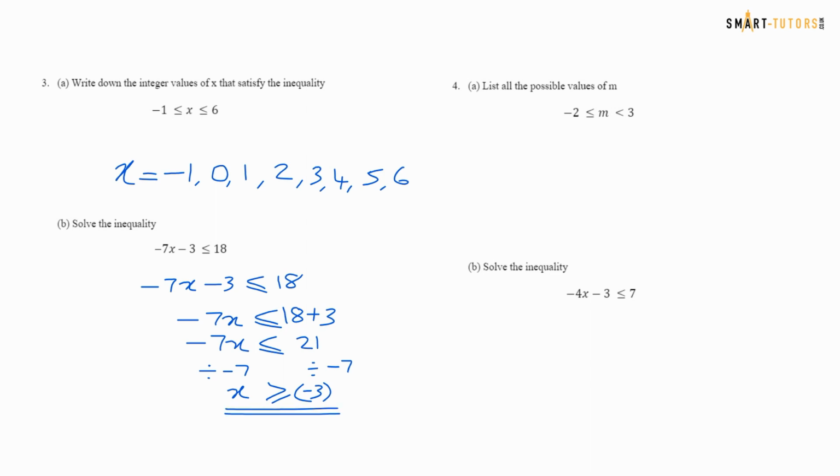Question number 4. Minus 2 less than or equal to m less than 3. Possible values of m. So m can be minus 2, minus 1, 0, 1 and 2. 3 is not coming because there is no equal sign.